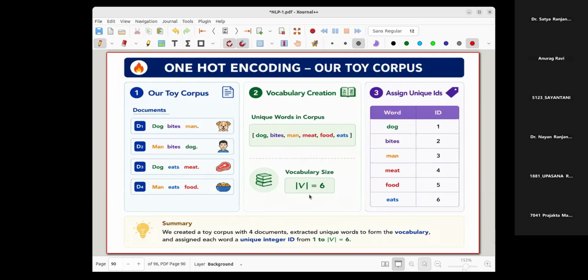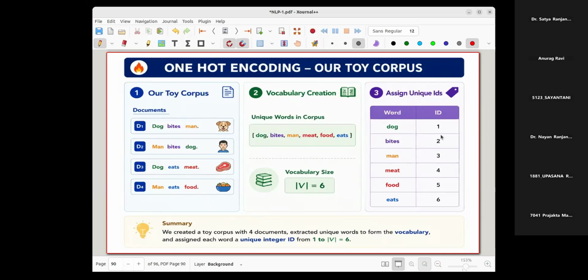Now the second step: you assign one ID or index to each vocabulary word. You can give any number to anyone. Ordering is not important. Bites can come first, dog can come next also. Here I am giving dog ID 1, bites ID 2. It's kind of like a roll number, you can think. So dog is ID 1, bites ID 2, man ID 3, meat 4, food 5, eats 6. So these are the IDs. Now we have converted our corpus to a vocabulary, which is nothing but unique words, and we have assigned a unique ID to each of these vocabulary words.